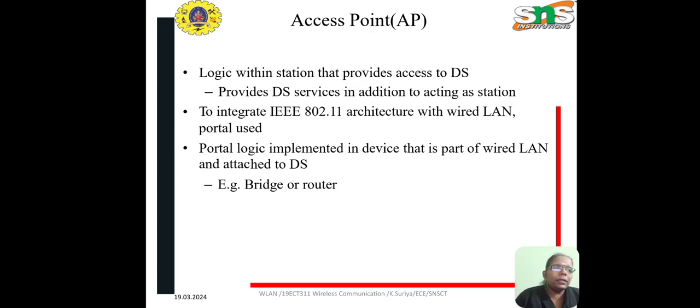One important thing here is the access point. It's a logic within the station that provides access to the distribution system. It provides DS services in addition to acting as a station. It is used to integrate the IEEE 802.11 architecture with the wired LAN. Portal: logic implemented in a device that is part of the wired LAN and attached to the distribution system. An example is a bridge or router.